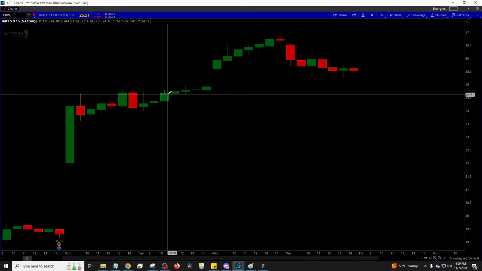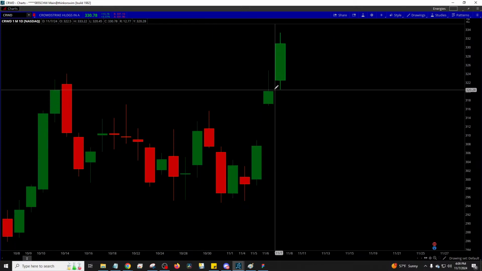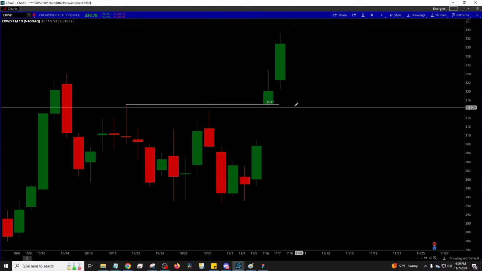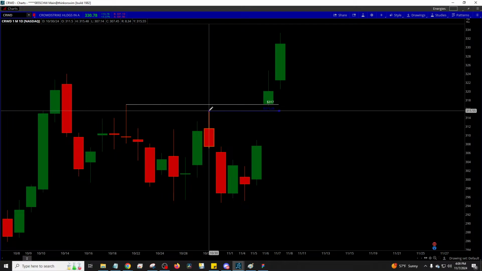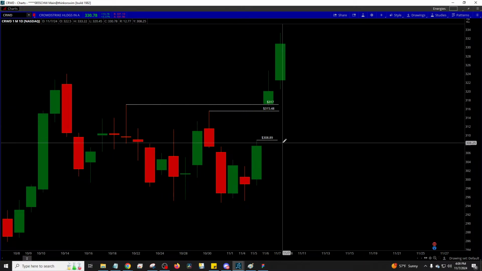So like Crowd, for example, you see gap up, right? Did it reclaim this high in here? 317, it did not. Did it reclaim this? 315, it did not. Did it reclaim yesterday's high? It did not. That is not a gap up sell, it's staying, right?